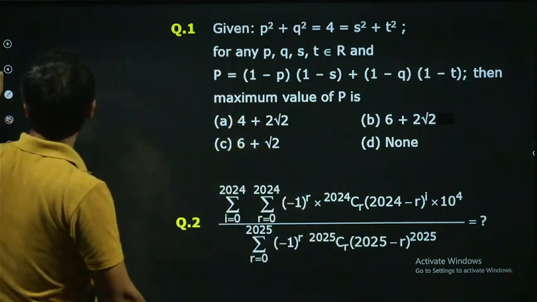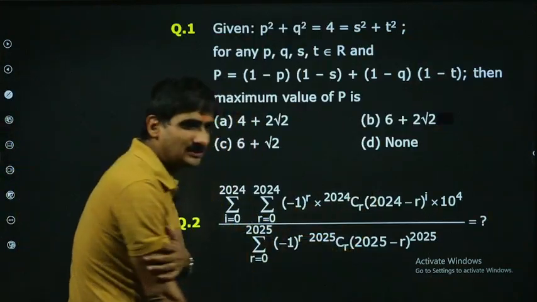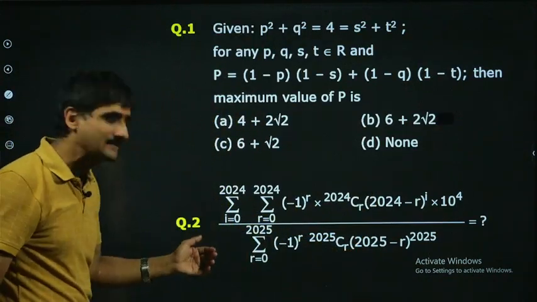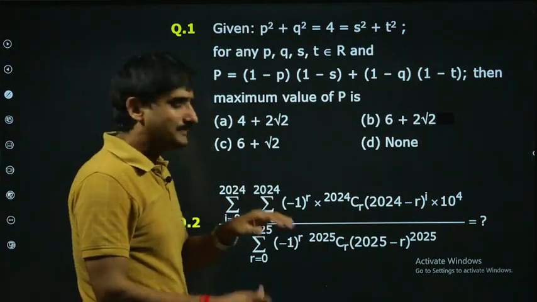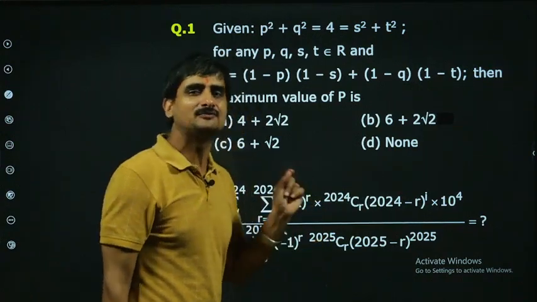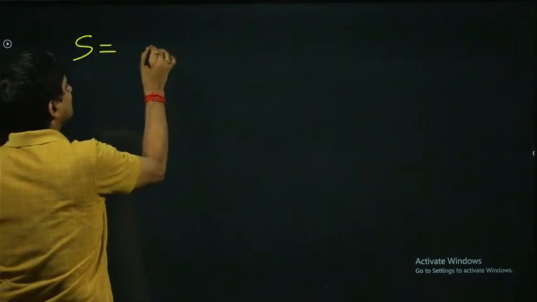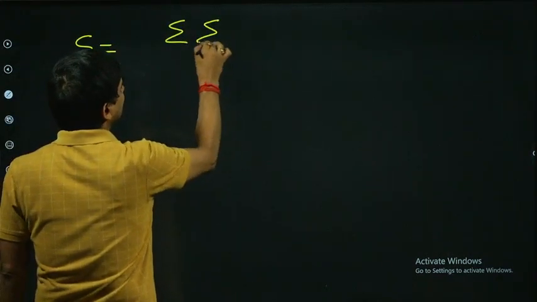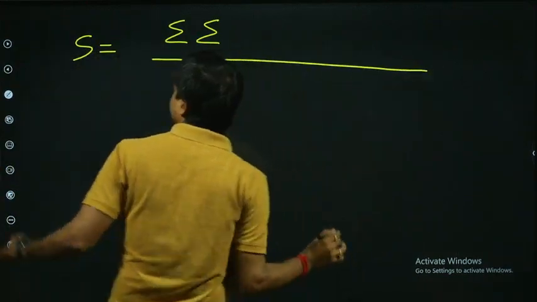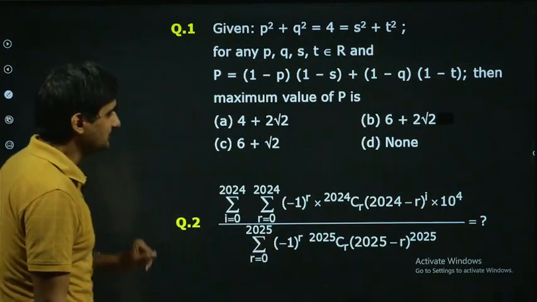So I just open the denominator first, because the numerator has two summations, one with summation variable I and another with variable R, but the denominator has only one summation sign with one variable R. So I open the denominator first. Whatever we have in the numerator, I am not rewriting it, but if I open the denominator here and put R equal to 0, what will we get?